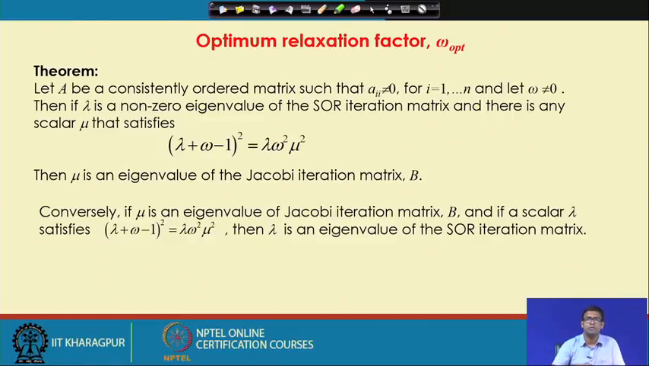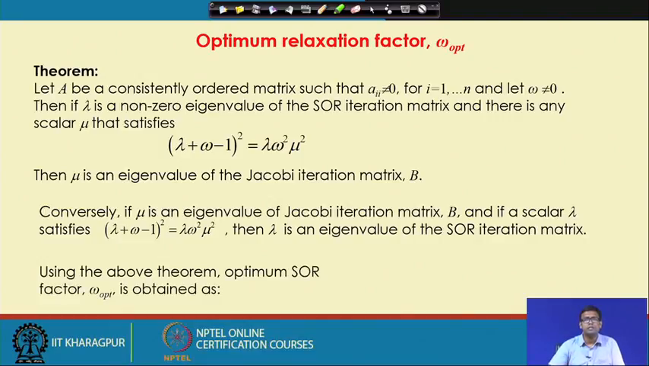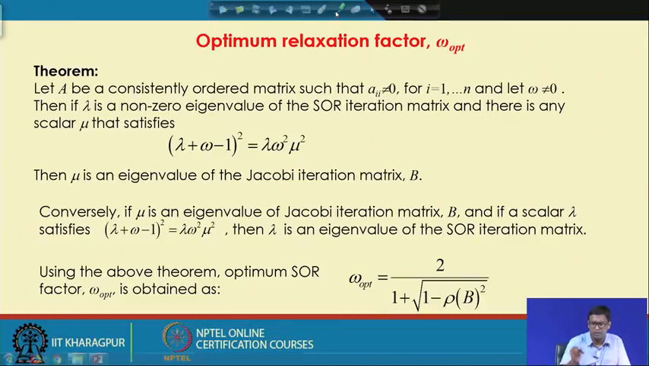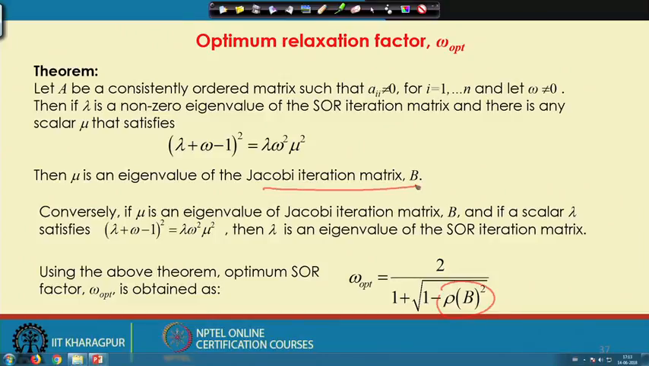If mu is an eigenvalue of the Jacobi iteration matrix B, and a scalar lambda satisfies (lambda plus omega minus 1) whole square is equal to lambda omega square mu square, then lambda is an eigenvalue of the SOR iteration matrix. The proofs are complex, we are not discussing them here. Using the above relation, we can find the optimum successive over-relaxation factor omega opt, which is 2 divided by 1 plus root over 1 minus rho B whole square, where rho B is the spectral radius of the Jacobi iteration matrix B from the same problem.